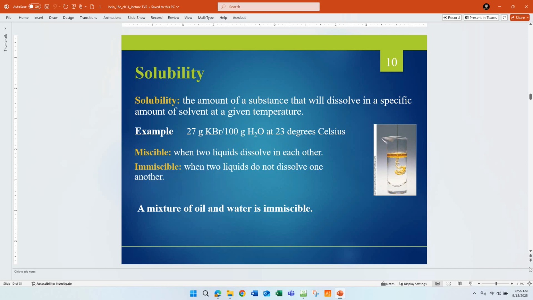Solubility. Solubility is the amount of solute in a given amount of solvent. So solubility is what tells you the specific amount of the substance in the solvent at a given temperature. When two liquids dissolve into each other, it's called miscible. So the picture there is actually showing an immiscible solution where you have oil and water, and oil cannot dissolve into water. So that's immiscible.